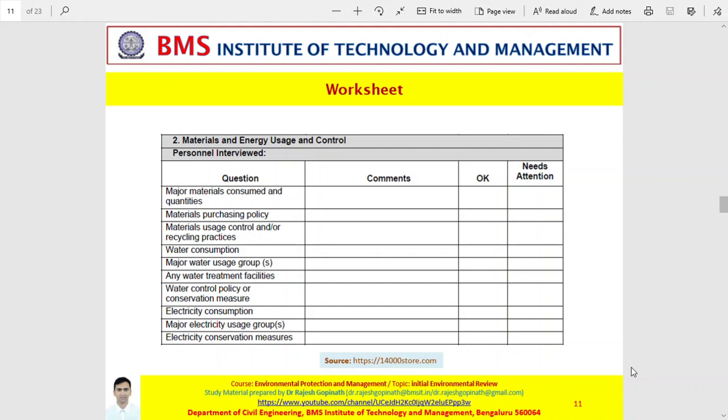Or let us say how much electricity is being consumed, who is supplying the electricity, what is the consumption pattern, who are the major electricity consumption usage groups, what are the conservation measures, say renewable energy, solar energy, wind energy. So basically part 2 of this worksheet deals with the inventorization, the consumption, the conservation aspects with respect to materials, which includes raw materials, water, energy. With this information, now let us move on to the next slide.